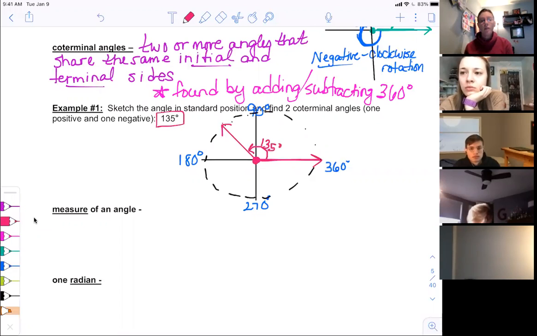So this says to find two coterminal angles. So we want one that's positive and one that's negative. And you can't use the angle they give you because that's the given angle. So how could I find one coterminal angle? Let's talk about one.